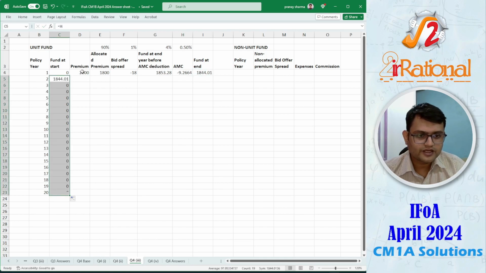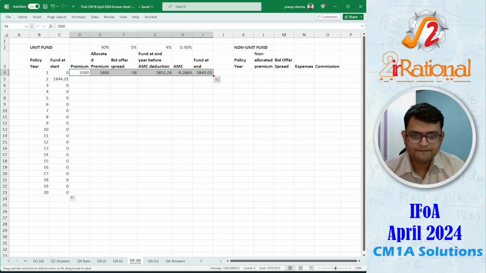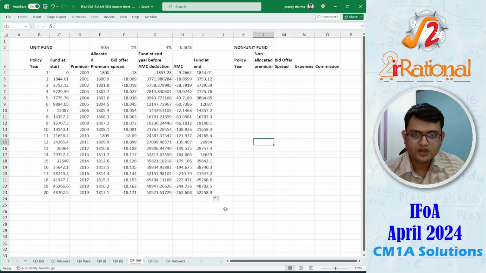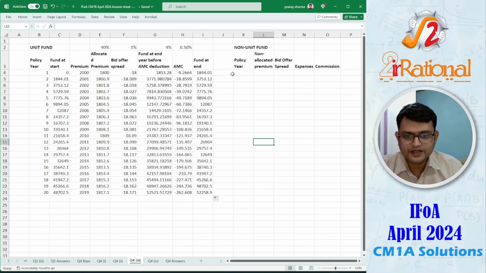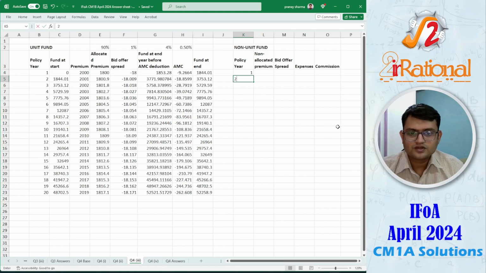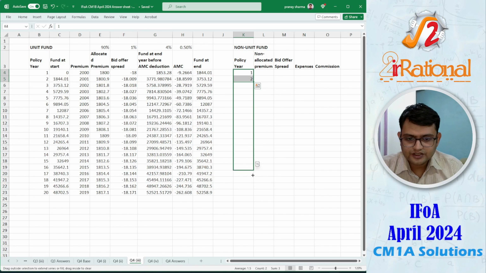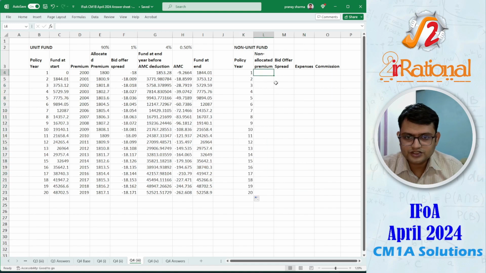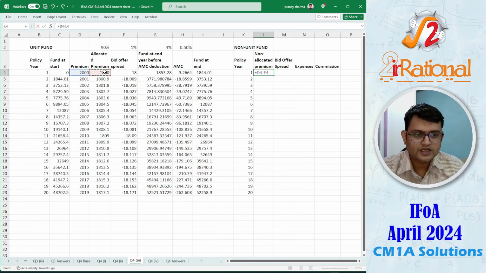And then we'll complete the table. Here we have the funds. Now again, I had assumed the allocation rate, and later on I will be using goal seek to find that. Now the non-unit fund table is not completed here, but let's start making whatever is given. So non-allocated premium would be premium minus allocated.